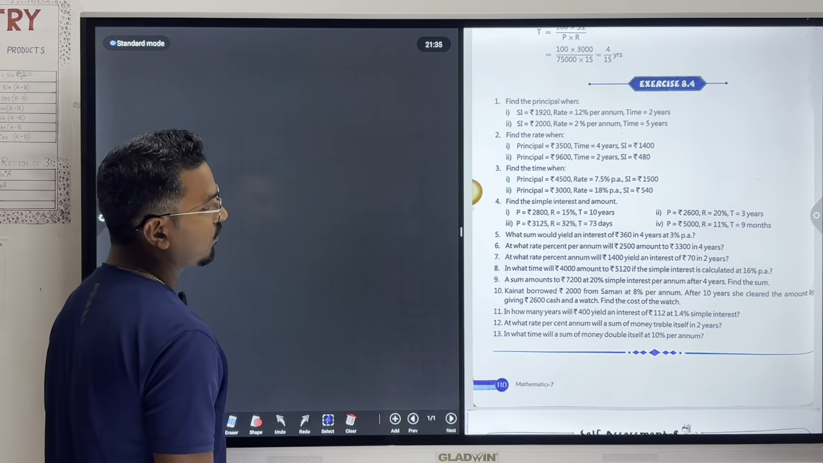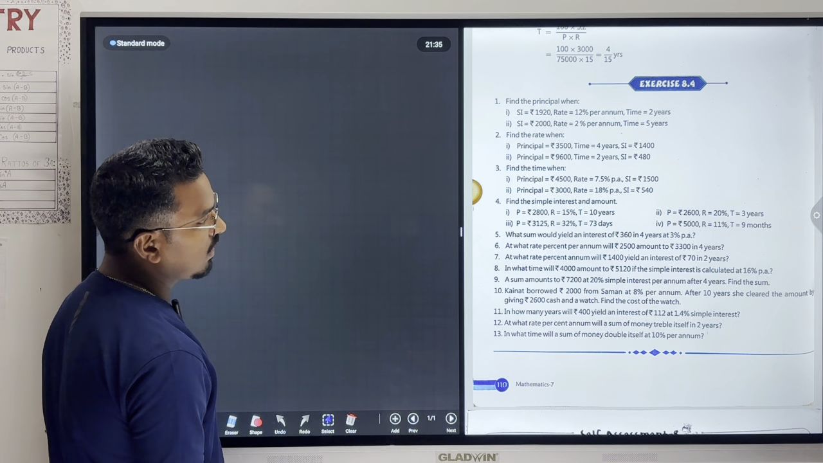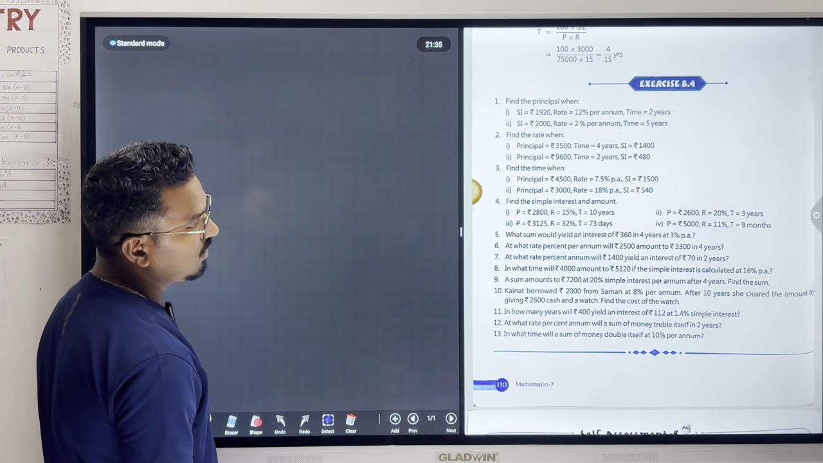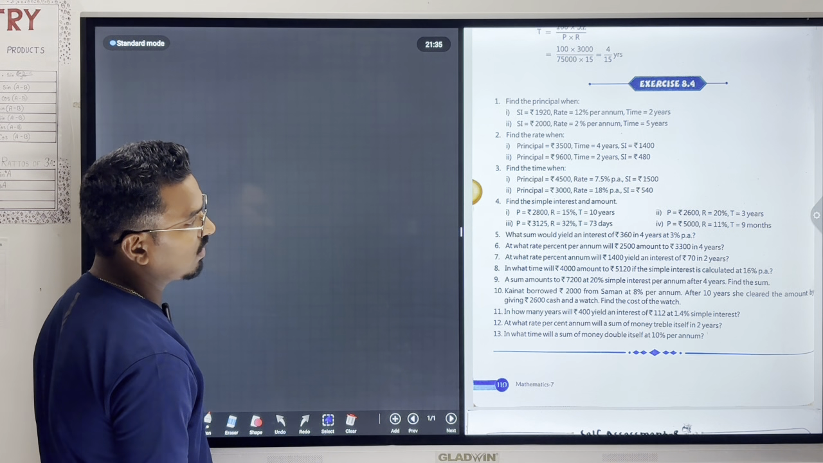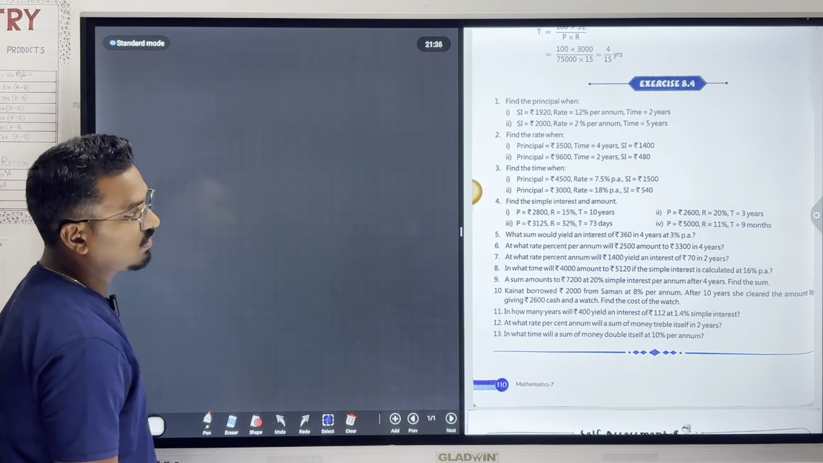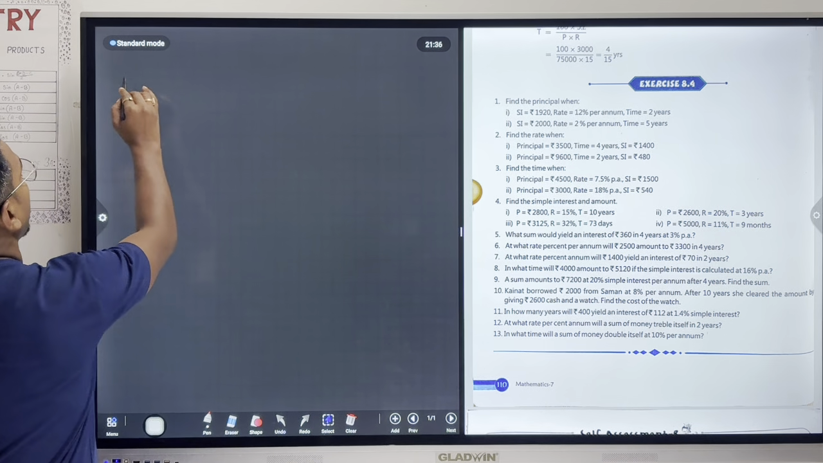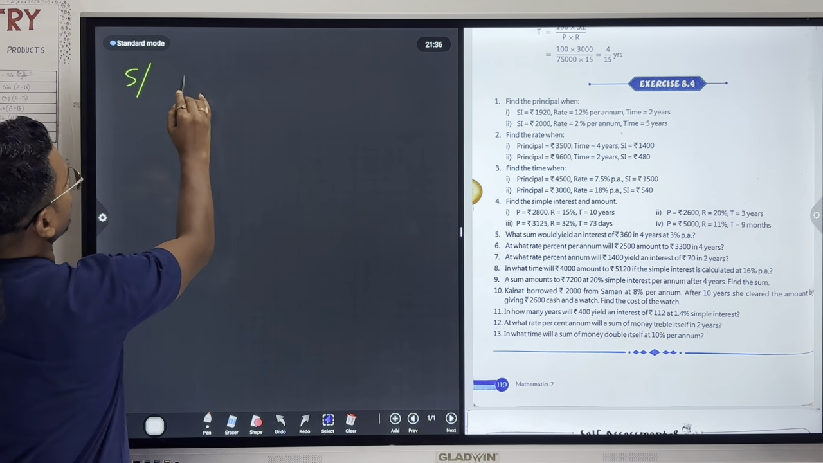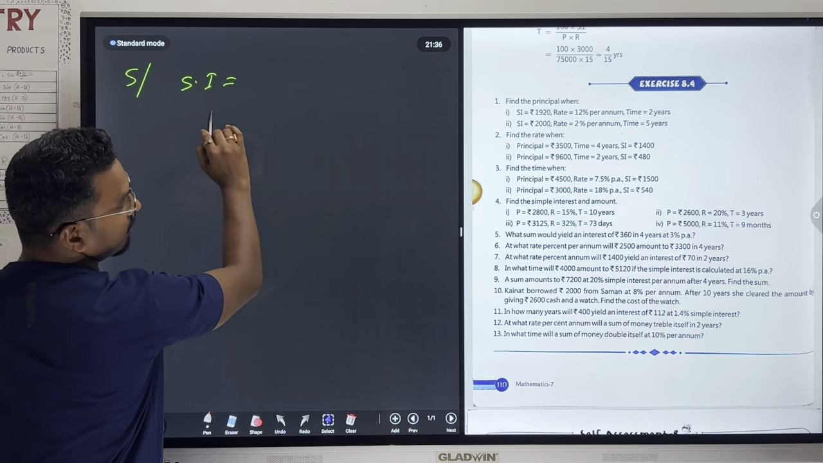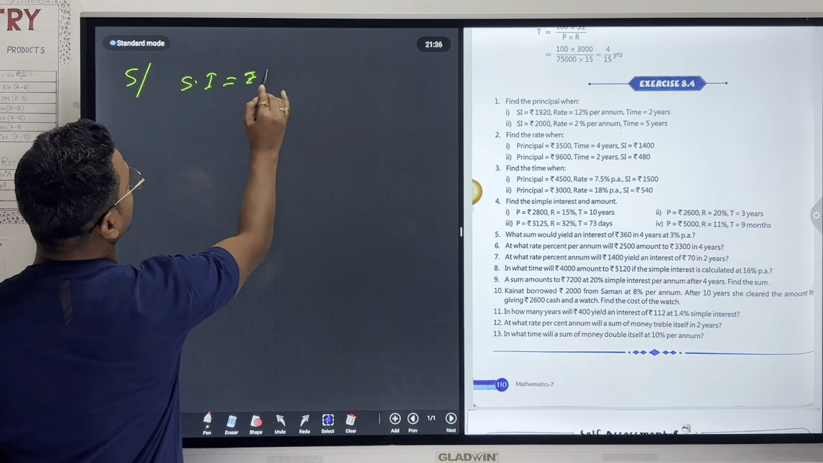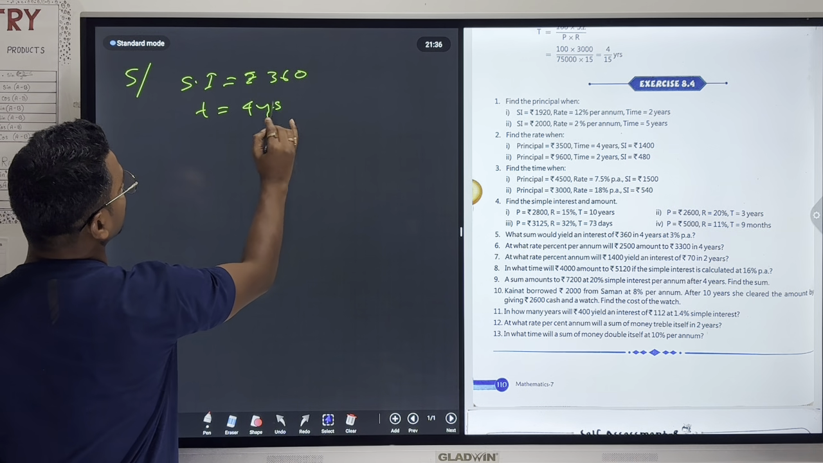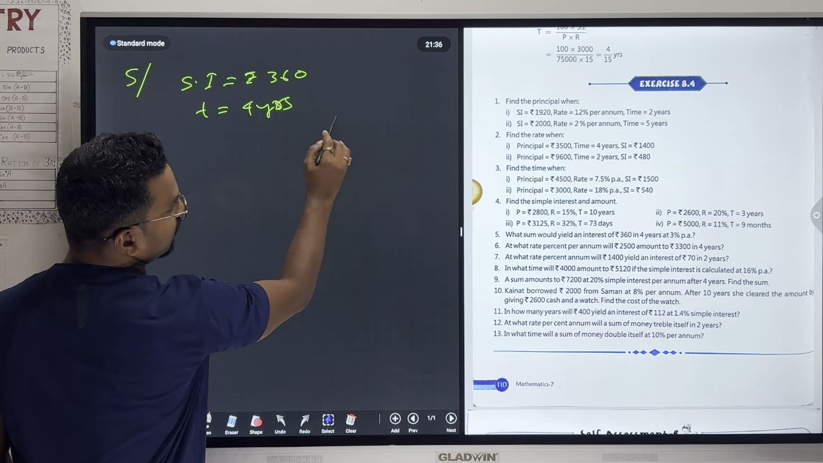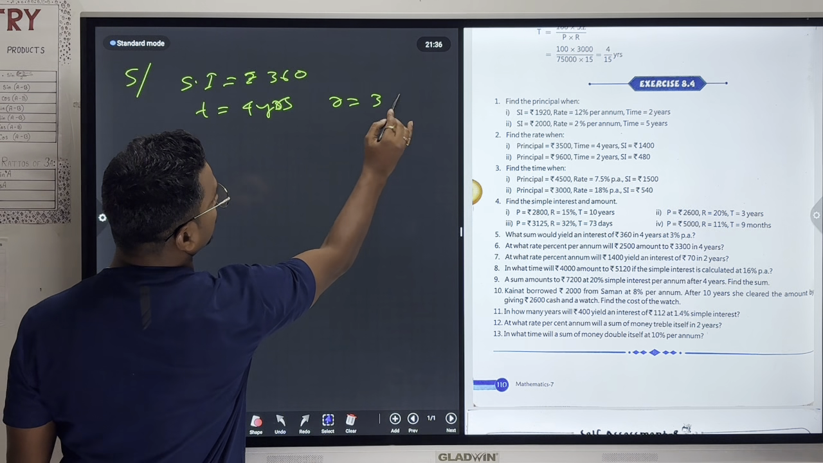Next we have, what sum would yield an interest of 360 in 4 years at 3% per annum? What sum would yield an interest? So simple interest is given. Question number 5, simple interest is given rupees 360. Time is given 4 years and rate of interest is given 3%.